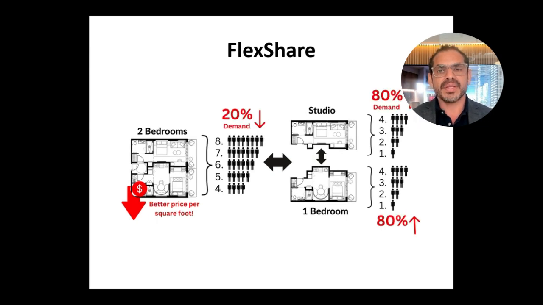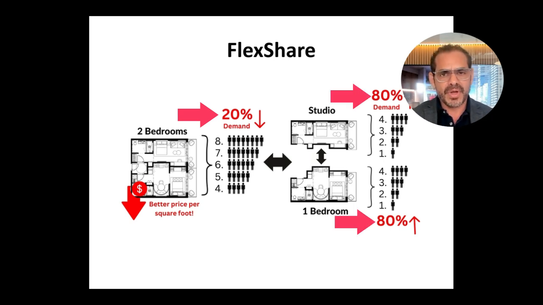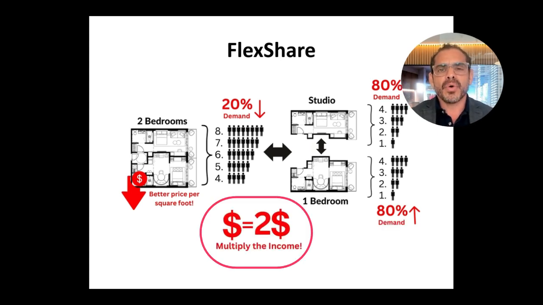Now, you can not only enjoy that 20% demand for a two-bedroom property, but also the 80% demand in both sections of the property, resulting in a perfect formula where we now buy an apartment at a much lower price than a studio or one-bedroom apartment, enjoying not only the 20% demand for a large apartment, but also doubling the income from the 80% demand.